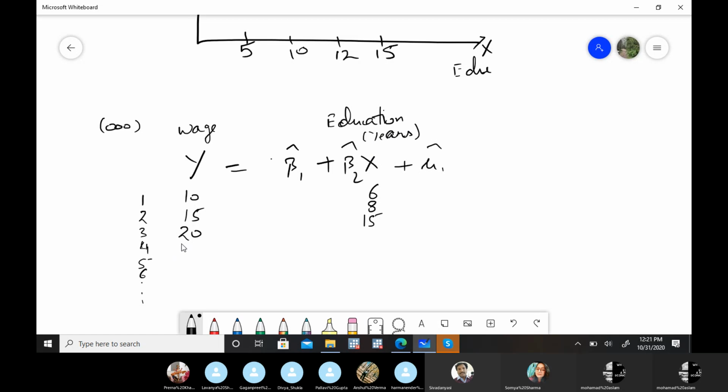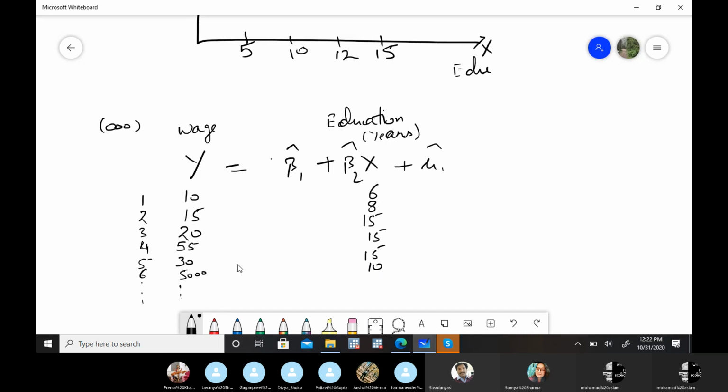The fourth individual is earning 55,000. His education level is, let's suppose he's a businessman or something, so his education level is just graduate. The fifth one is earning 30,000. His education level is, again, graduation. The sixth is earning only 5,000. His education level is, let's take, 10th pass out, and so on.